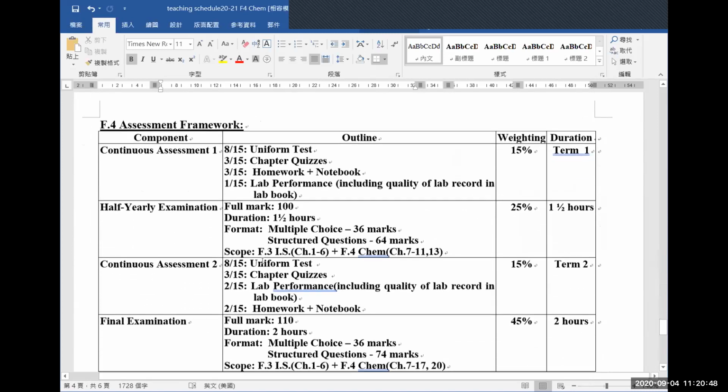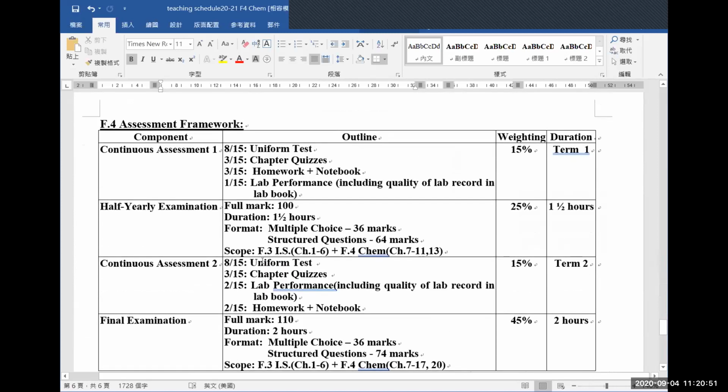Something like that. So for the assessment framework, I cannot talk too much detail about this, especially for the lab session. We still don't know whether or not we will have enough laboratory sessions, but just hope for the best. So we have the uniform test, the chapter quizzes, homework, or notebook if we have face-to-face lessons, and later on the lab performance will be marked, altogether 50 marks. For the half-year exam, we will have multiple choice and structural type questions and no fill in the blanks. So this is our common practice.